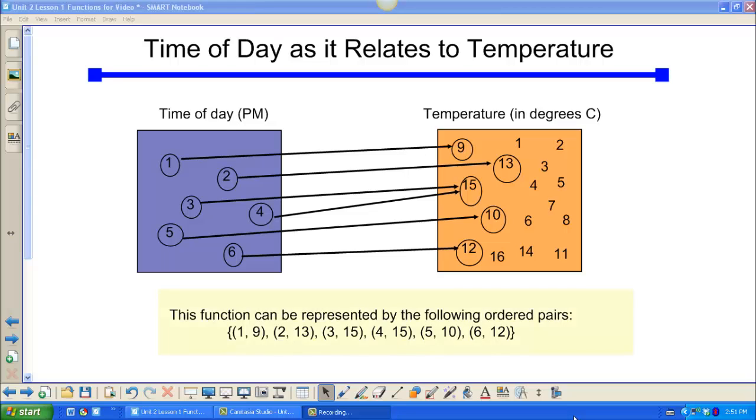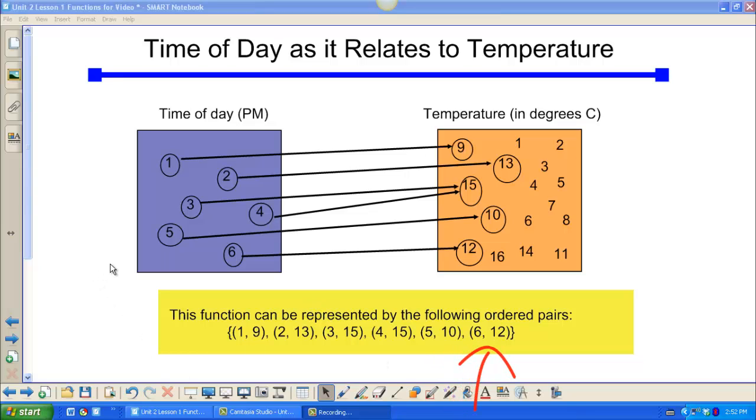So this function can be represented by the following ordered pairs. 1, 9, which represents at 1 p.m. we have 9 degrees Celsius. 2, 13, which at 2 p.m. we have 13 degrees Celsius. At 3 and at 4 p.m. we have 15 degrees Celsius. At 5 p.m. we have 10 degrees Celsius, and at 6 we have 12 degrees Celsius.